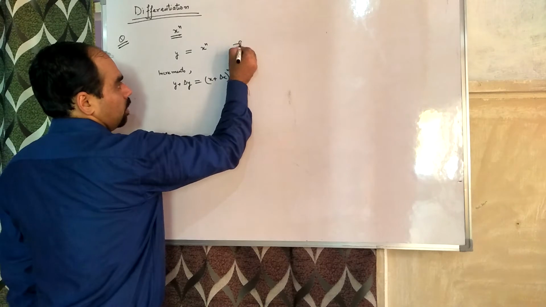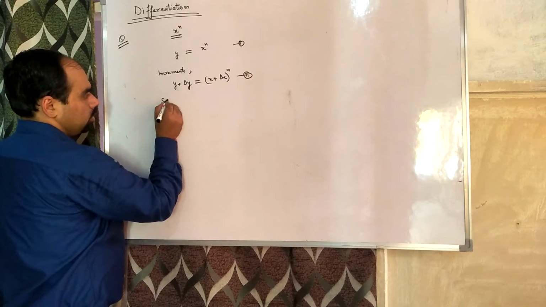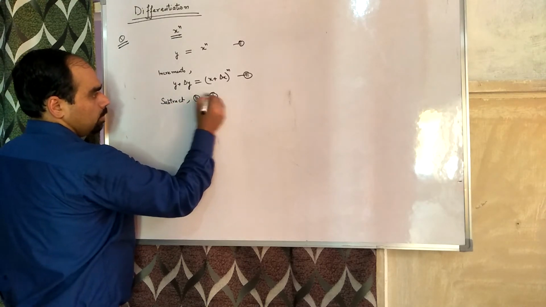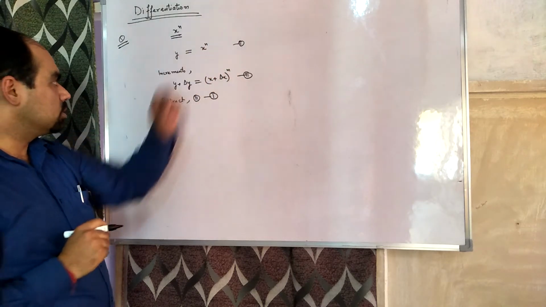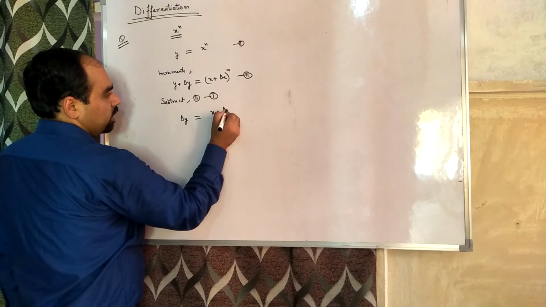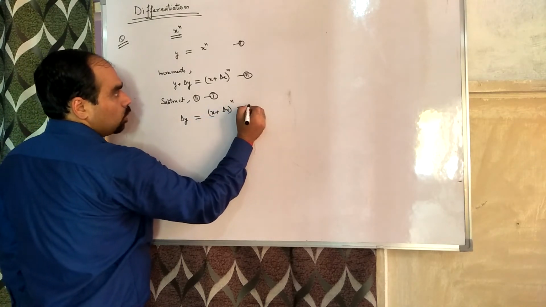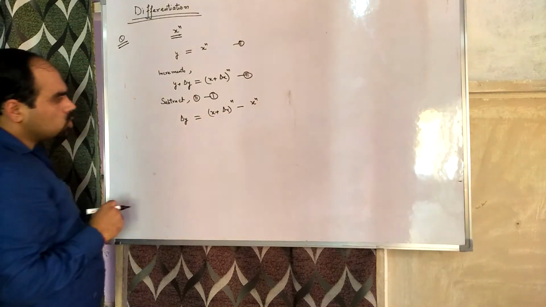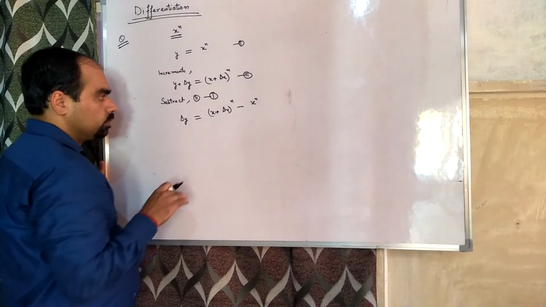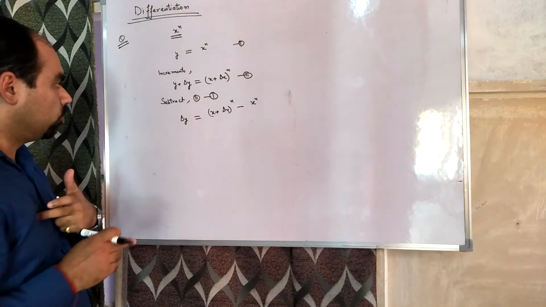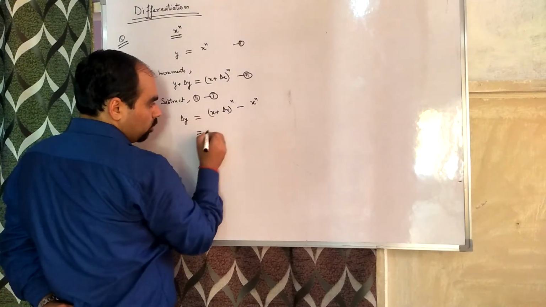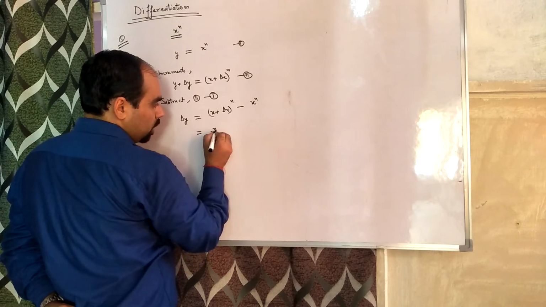Next step is, subtract the second minus the first. This minus this, delta y equals x plus delta x raised to power n minus x raised to power n. Now solve this up to some extent. Let's solve it. So we want to put some binomial expansion over here. For that we need term 1 over here. So what we are going to have? Take x raised to power n out.